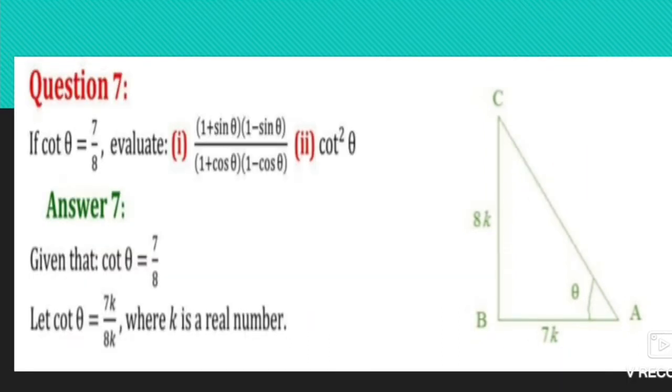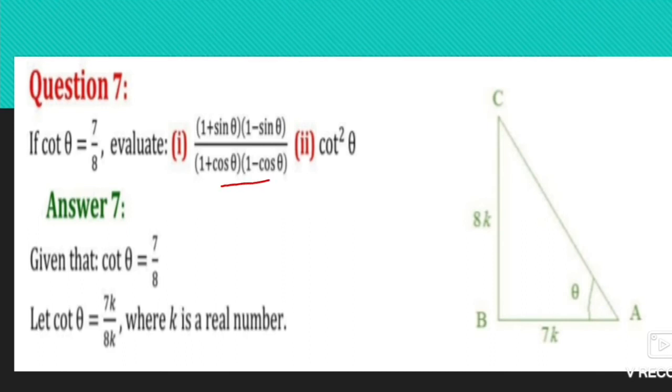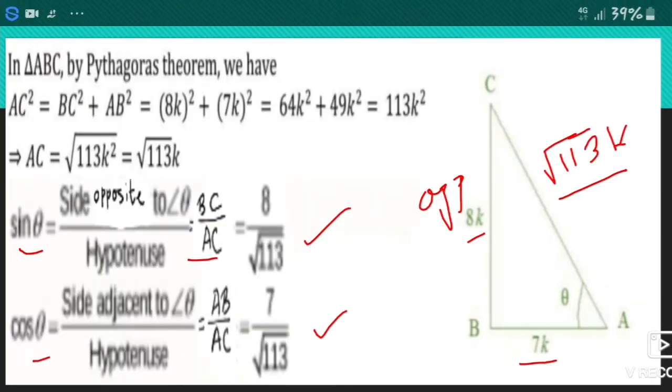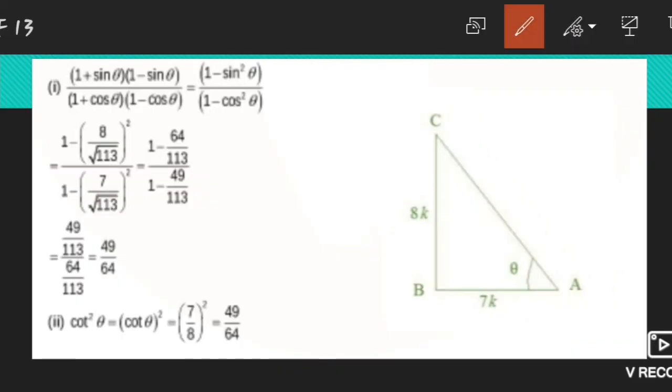In part 1, you have to find the value of this expression. So in place of sin theta and cos theta, put their values. Here I am putting the values of sin theta and cos theta. As you can see, if you do the LCM, the value of this whole expression will become 49 by 64.